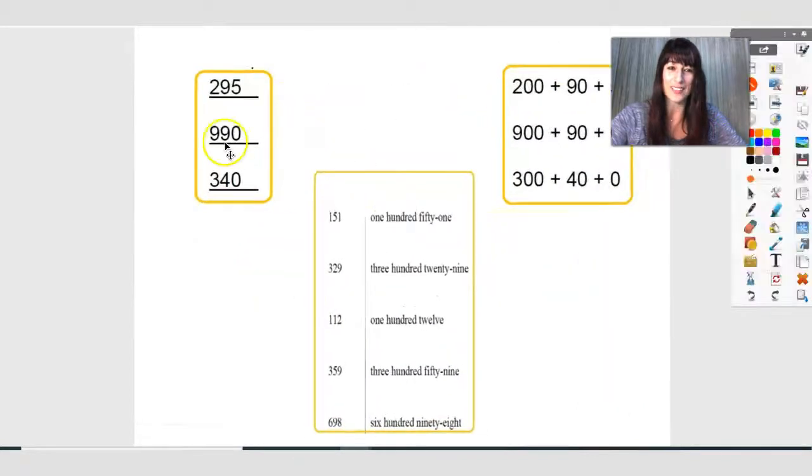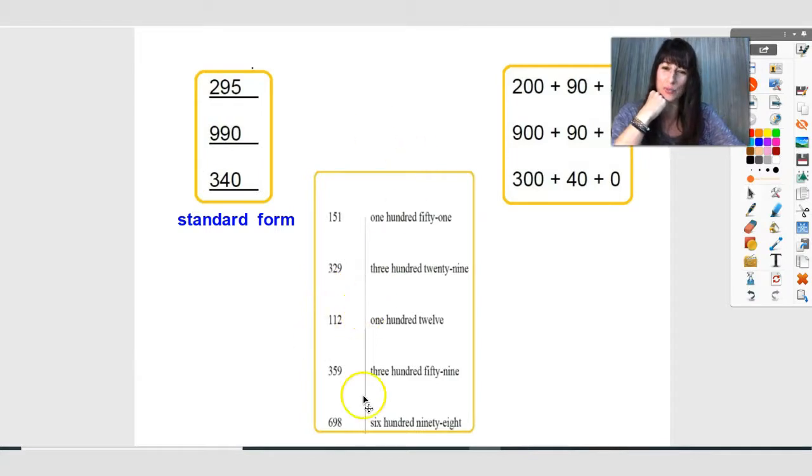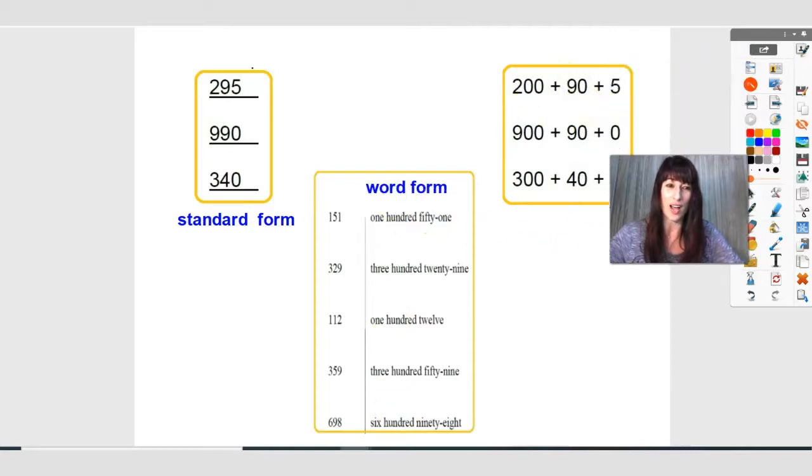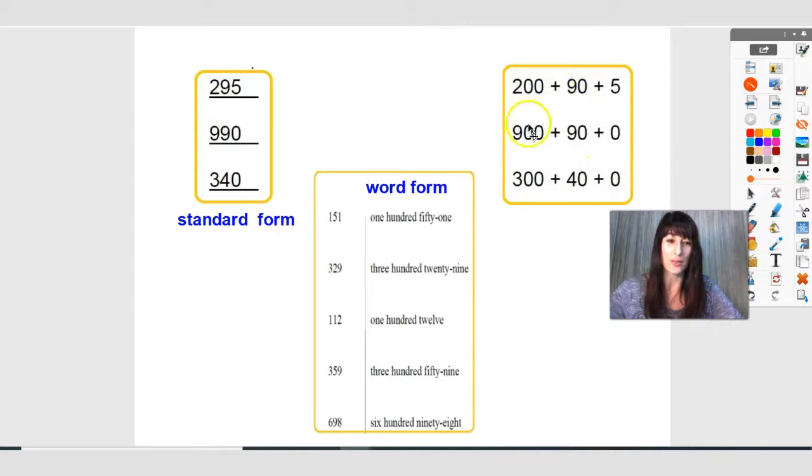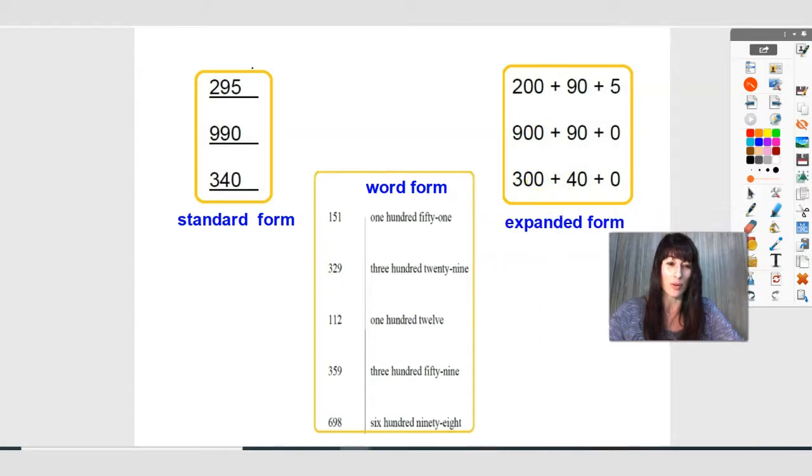Okay, so see if you can identify these number forms here. This one right here just has numbers. Which one is this one? This one is standard form. Okay, very good. And this one that has words, it's written out, is called word form. And then the one that's stretched out and we use plus to represent the number is called expanded form. Very good, everyone.